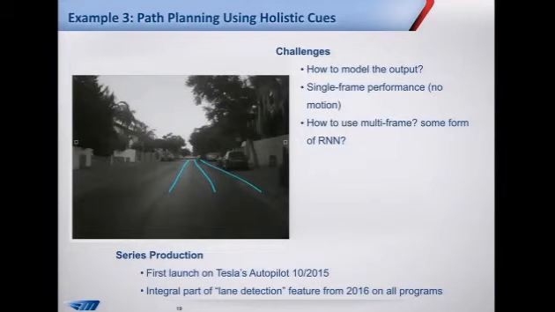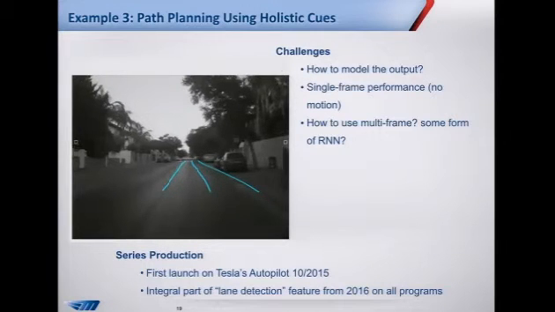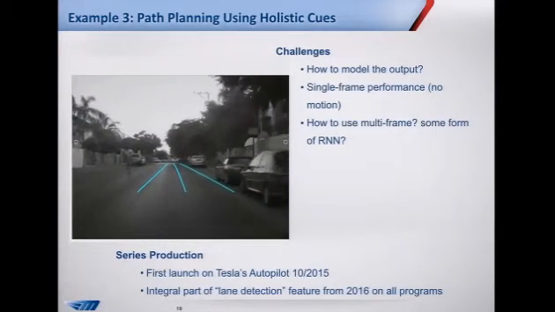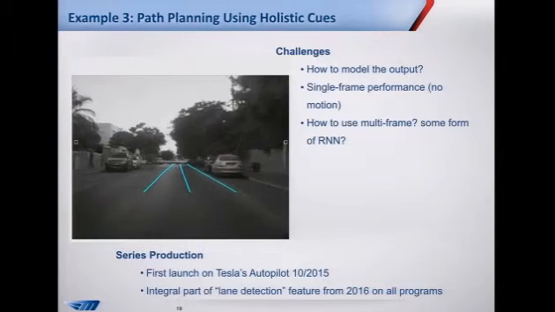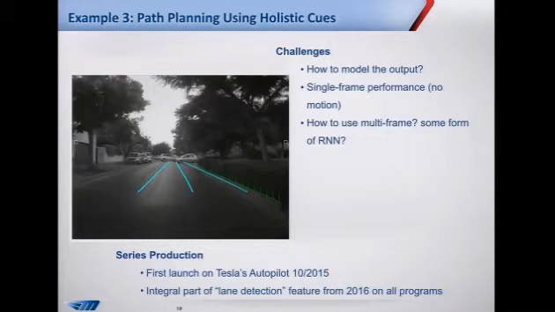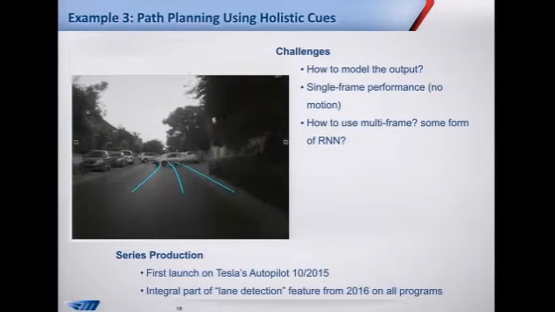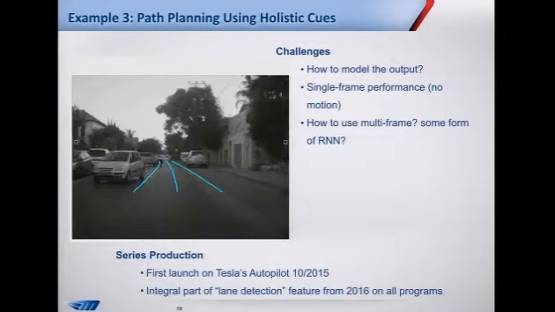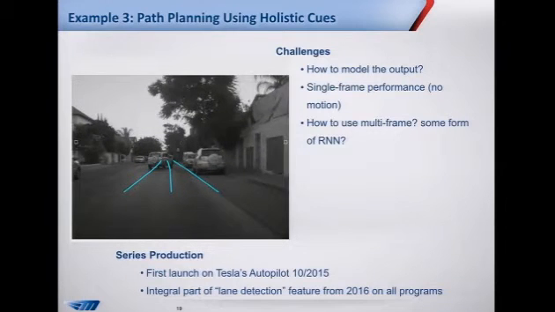Another example of deep network is path planning using holistic cues. So in order to support hands-free driving without a map, just by sensing, you need to know where the path is. Now, in situations where you don't see the lanes, like what you see here, there are no visible lane marks. Yet humans can drive quite easily in this case. And what you see here is that the system has learned and predicts the path correctly, even when there are no lane marks. Again, the question is how to model the output.